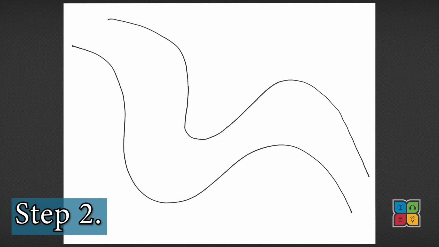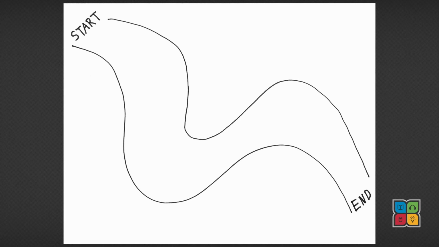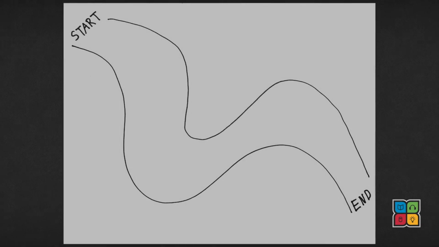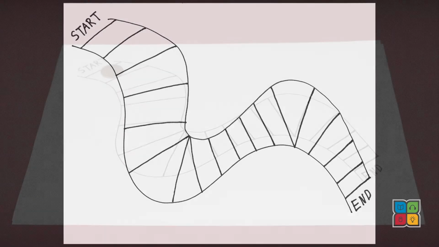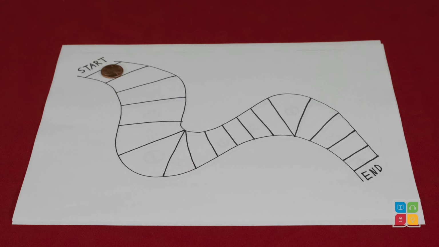Decide where you want your start and end points to be, like so. Add some spaces. They don't need to be even or anything, just leave room for that penny. With this step and all the ones following, it can be worth using pencil so you can revise more easily.